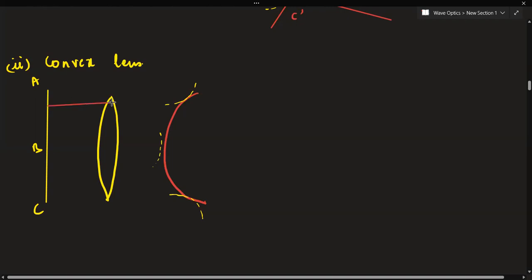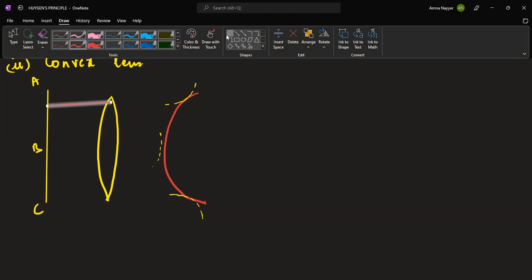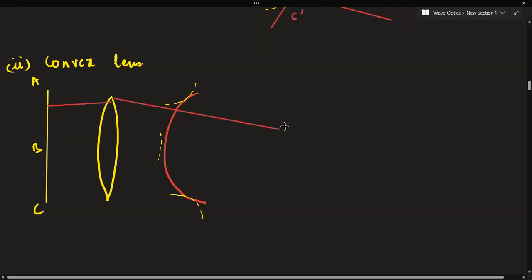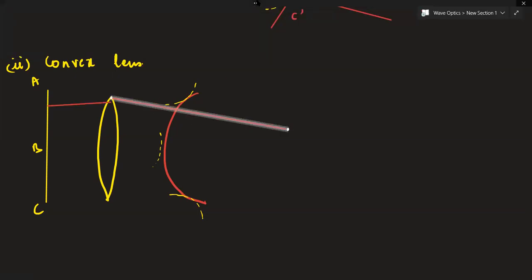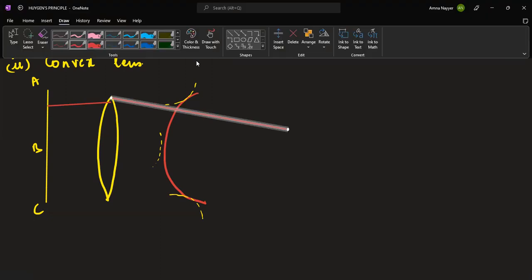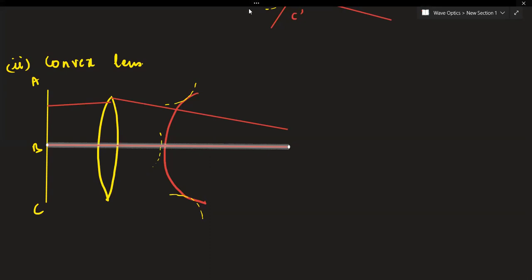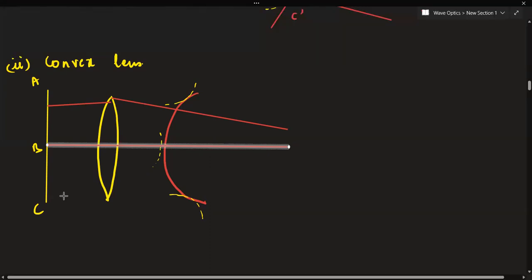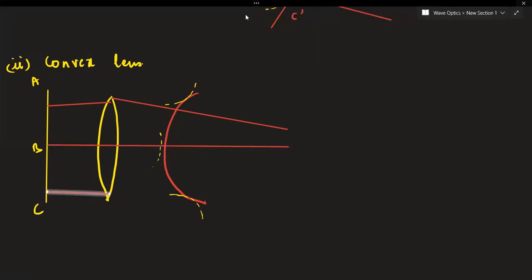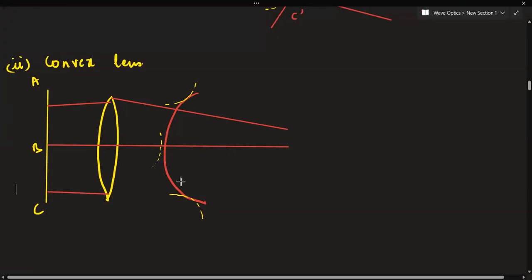So if I wish to represent the direction of the lines, what will happen? From A, it will be till here. Then since the lens is a converging lens, it will converge. Similarly for B, and similarly it would be for C. So rays will converge. And why are the rays converging over here? Because of the property of convex lens. Convex lens has the tendency to converge rays.